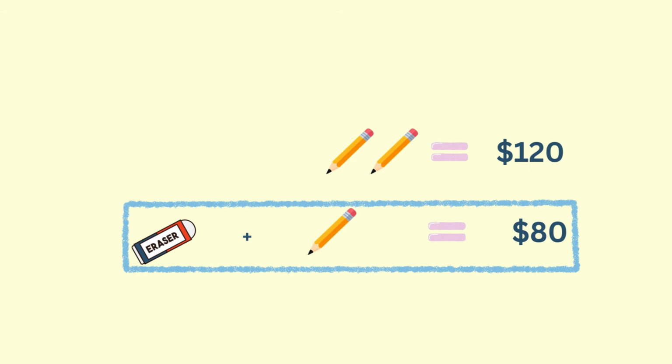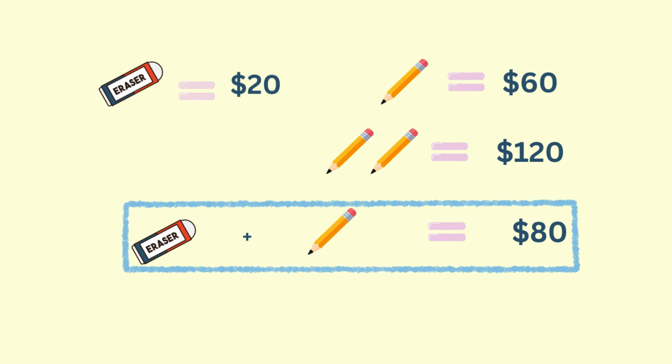The value of 2 pencils is $120. Therefore, the value of 1 pencil is $60. So if an eraser and pencil together cost $80, then the cost of the eraser would have to be $20.